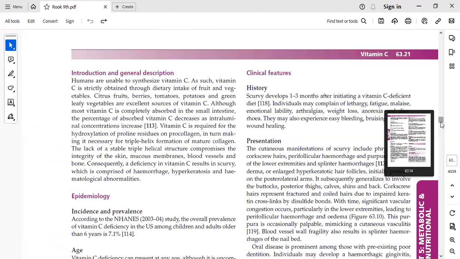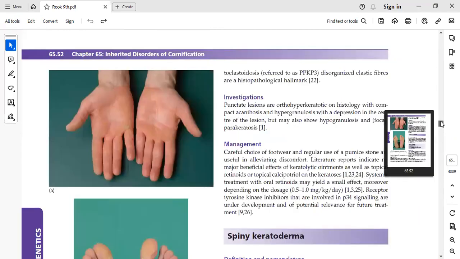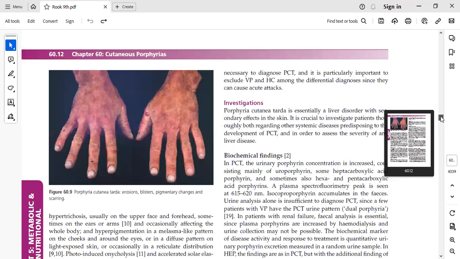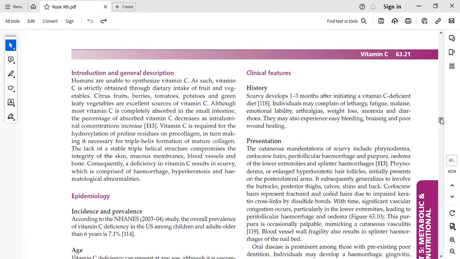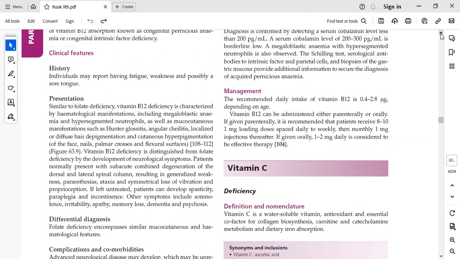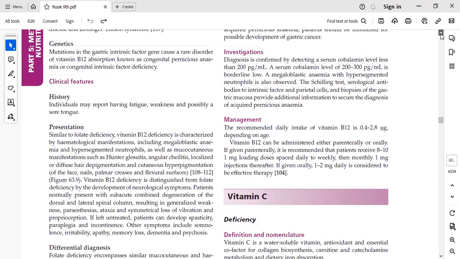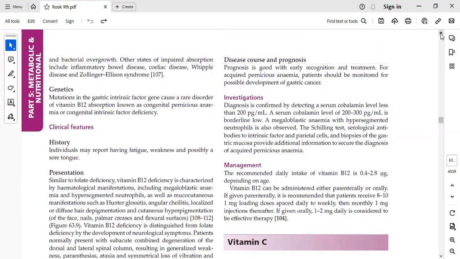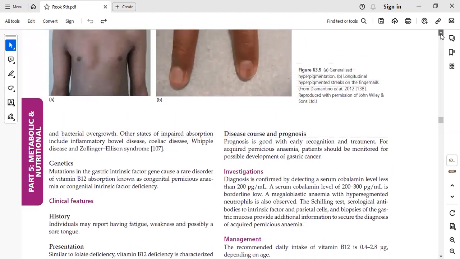which include areflexia, hyporeflexia, and paresthesias, and also hypotonia, and generalized emaciation is seen in dry beriberi.